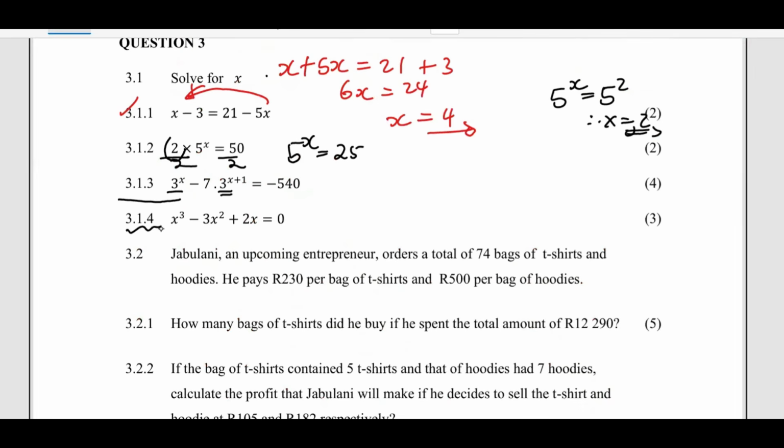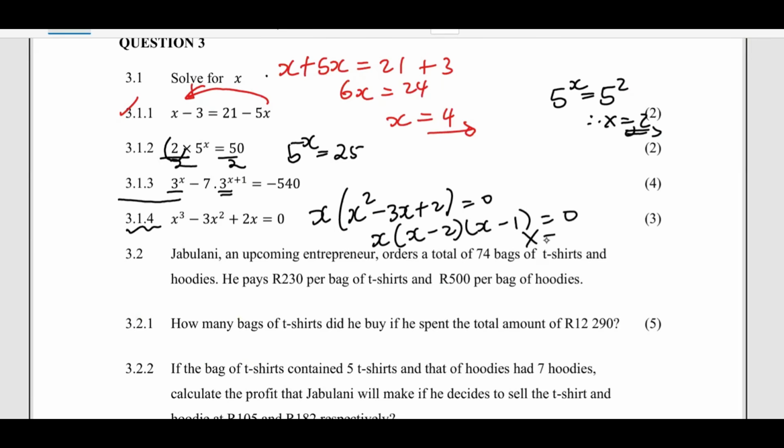Okay, so that is 3.1.3. Then 3.1.4, this is a cubic equation, but there's something common. Let's take it out. We shall have x squared minus 3x plus 2. Now we have a quadratic in there, meaning that it's x into (x minus 2)(x minus 1) equals 0. So the first x should be 0. This bracket gives us x as positive 2. This bracket gives us x as positive 1. Since the highest degree is 3, we should expect 3 answers.